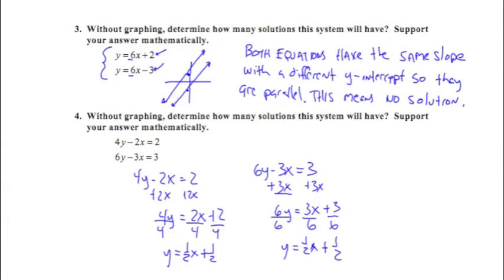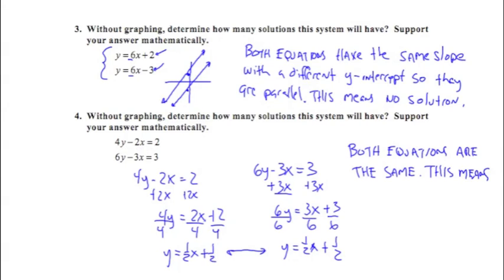I simplify that again. You'll notice these equations are exactly the same line, which means if I were to graph these, one would graph directly on top of the other, which would indicate an infinite number of solutions. So I would say both equations are the same. So this means or indicates infinite solutions.